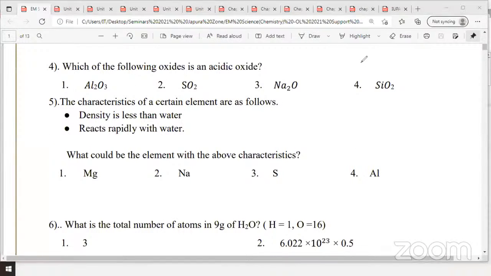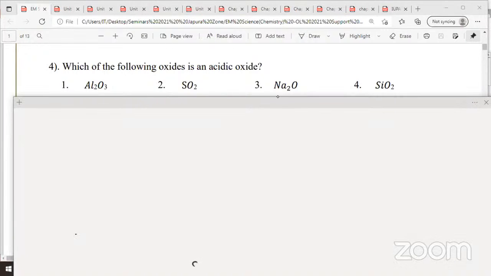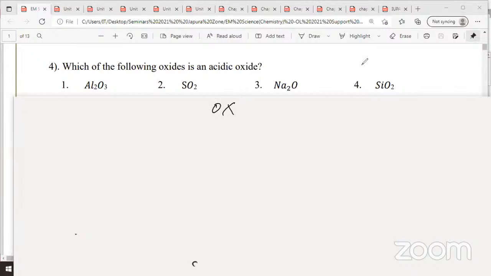Question number 4. Which of the following oxides is acidic? Remember, oxides can be classified into 4 groups. If you can copy down this short note, there are 4 types of oxides. Some oxides are neutral, some acidic, some basic. Oxides means when an element combines with oxygen. If a metal combines with oxygen, we call it a metallic oxide. If a non-metal combines with oxygen, we call it a non-metallic oxide.